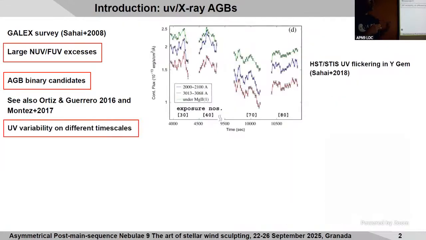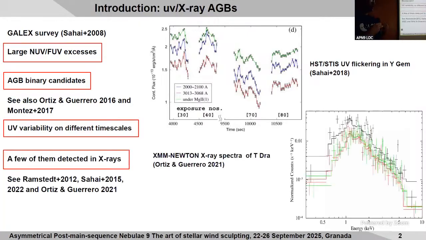This ultraviolet emission is also interesting in the sense that it has different time scales of variability. Here is an example of short time scale variability, hundreds of seconds. And some sources with X-ray emission have also been identified. This X-ray emission seems to be more related to accretion processes.